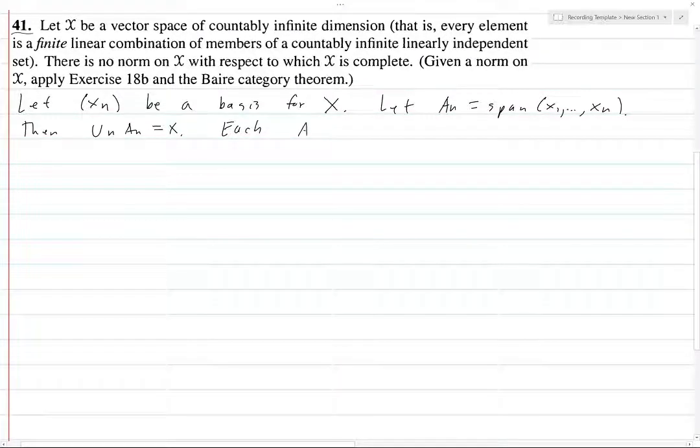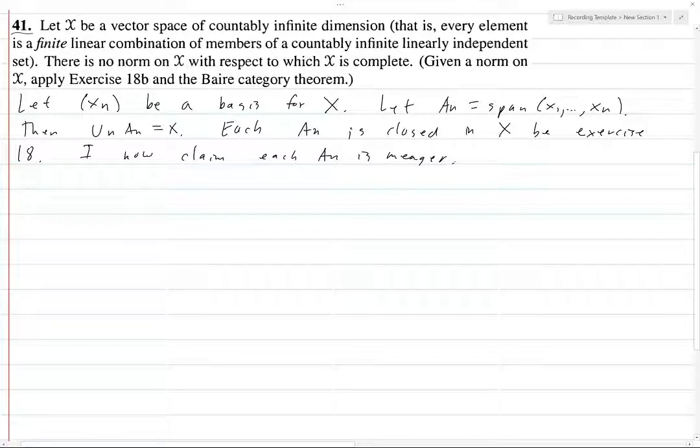Each An is closed in X by exercise 18. You can go back and look at that. So now I claim that each An is meager, i.e. it is a possibly countable union of nowhere dense sets.